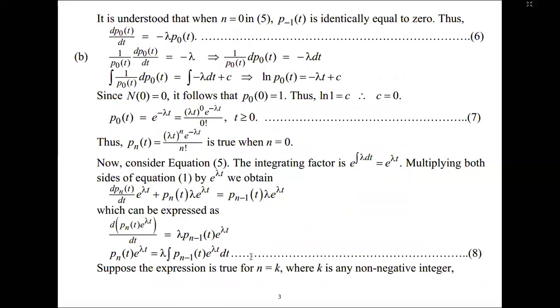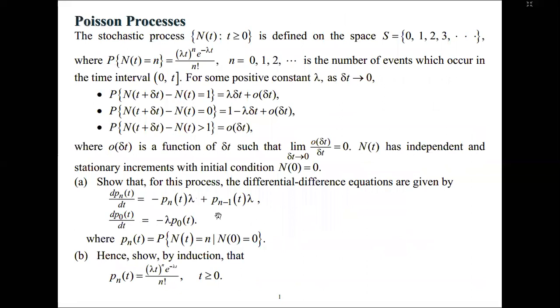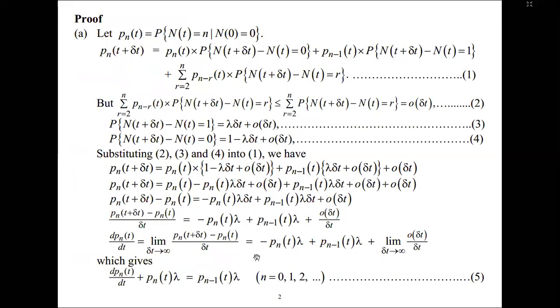So we move to the next level, and that answers question A. You remember question A? It says we should show that this is equal to that, and also that at the initial point this is equal to that. We'll come to B later, where we solve the differential equation using induction. So we've been able to show by equation 5 that the differential difference equation is equal to this.